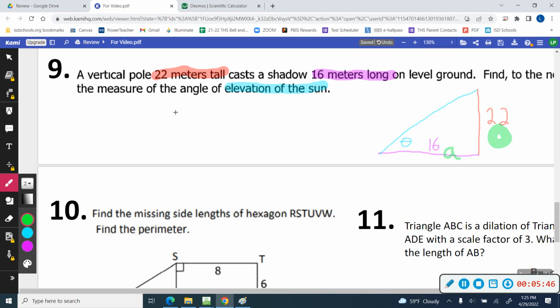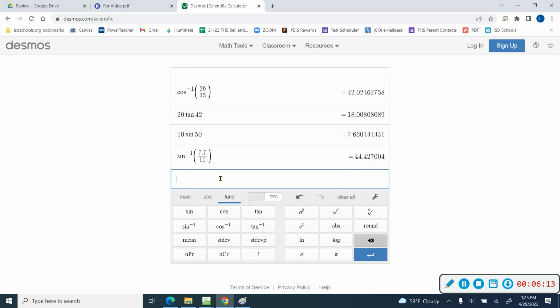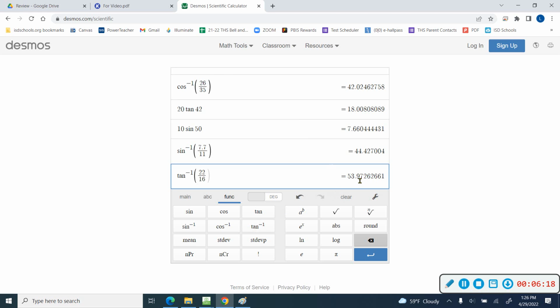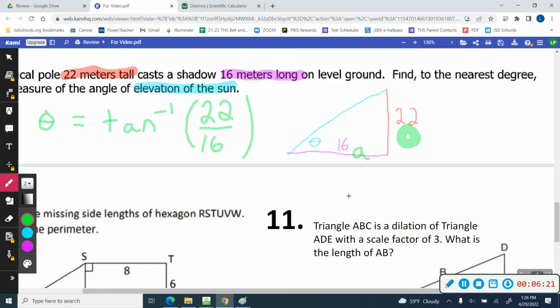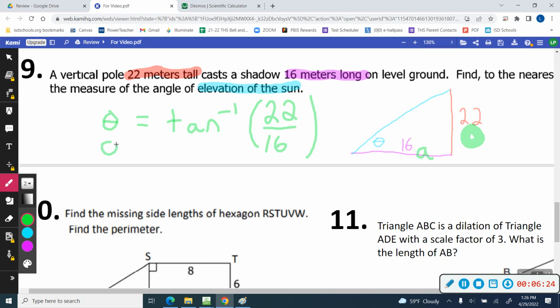So to find the angle, to find theta, that would equal opposite and adjacent is the tan function, so that'd be tan inverse of O over A, 22 over 16. Type that in your calculator, tan inverse of 22 over 16. And you get 53.97. Let's see, they tell us to round to the nearest degree, so that means the angle is 54 degrees.